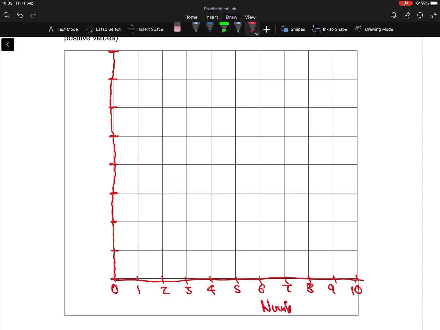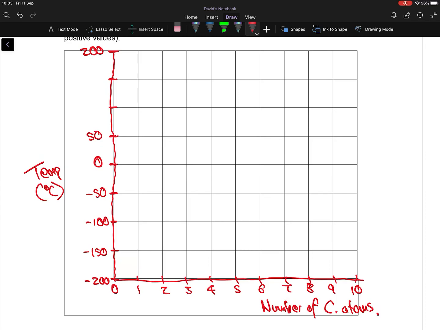Label the axes. Number of carbon atoms. So remember, this is the number of carbon atoms per molecule. Up the side, we're going to have the temperature in degrees Celsius. Now, you'll see the table covers quite a range. So down the bottom, if we're going to go in equal amounts, we probably want to start about minus 200 degrees, and it goes up to about 200 degrees. So we've got 10 blocks. So if we maybe split it down into blocks of, let's go with 50s. So minus 150, minus 100, minus 50 degrees Celsius, 0 degrees Celsius, 50 degrees Celsius, 100 degrees Celsius, and 150 degrees Celsius.